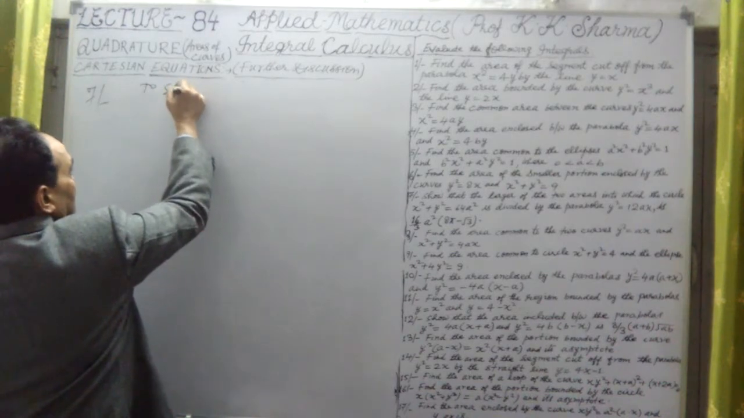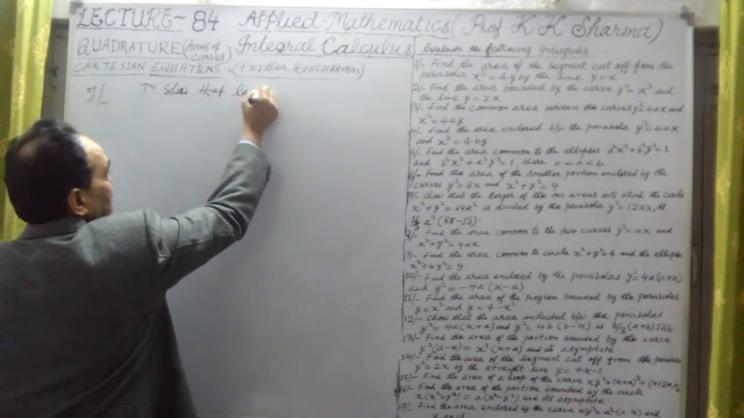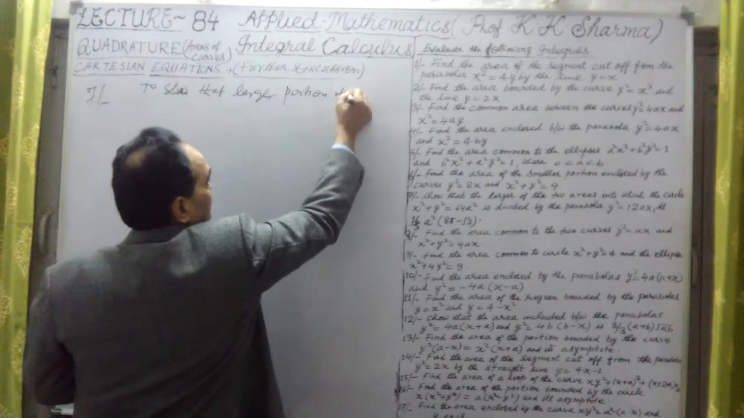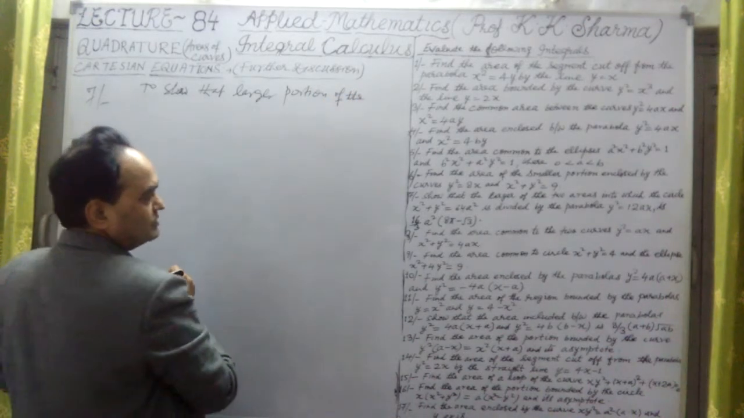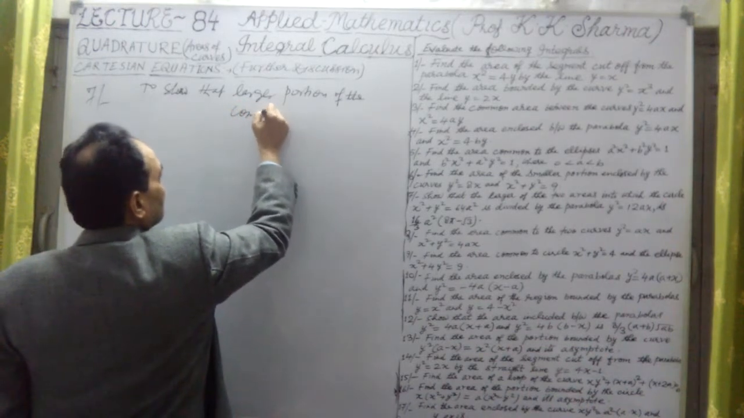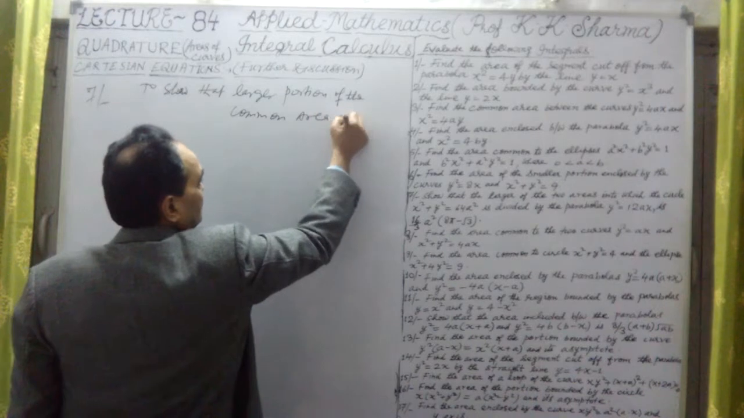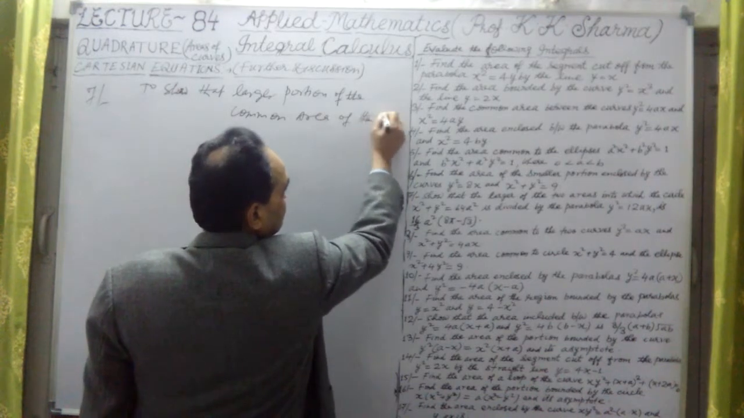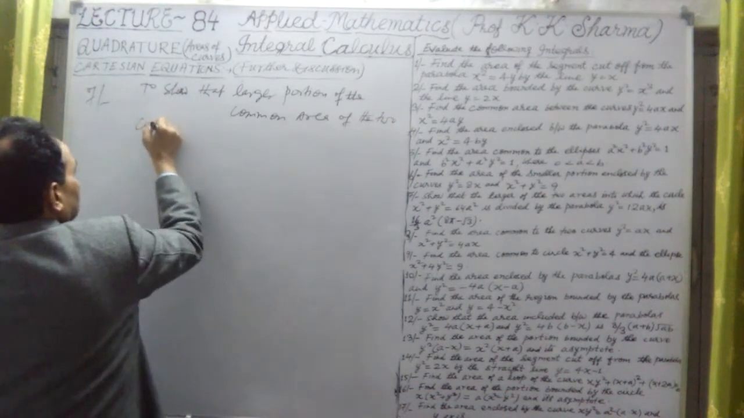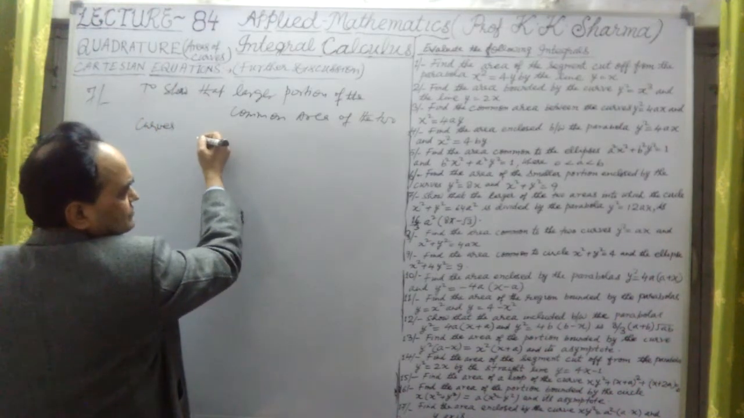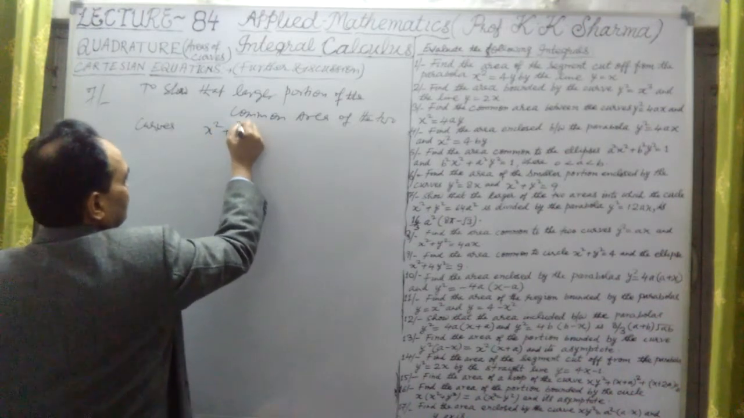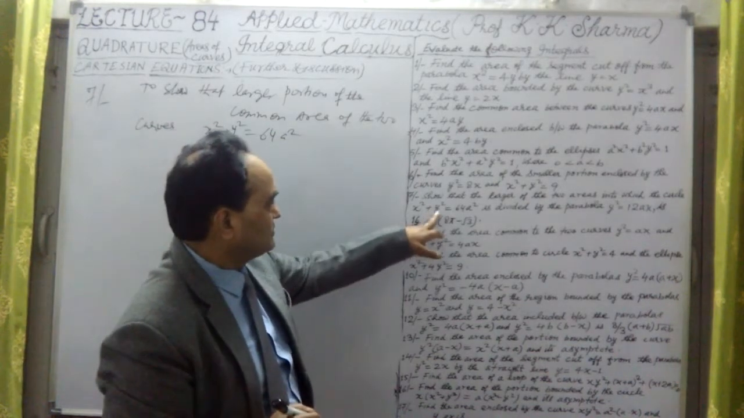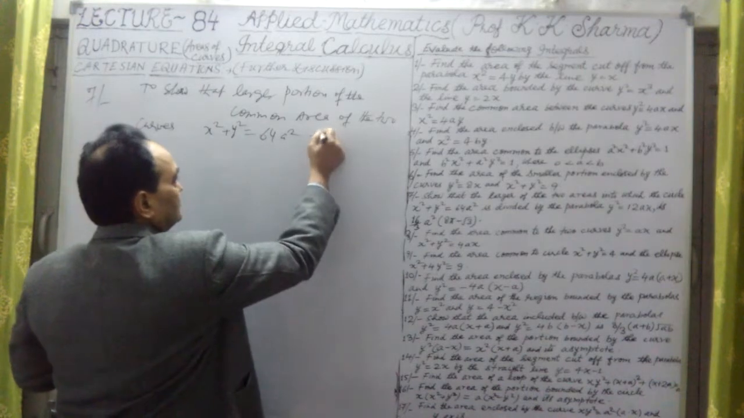here that larger portion of the common area of the two curves. What are those curves? First curve is, okay, circle here, x square plus y square equal to 64a square. The first equation let me take.